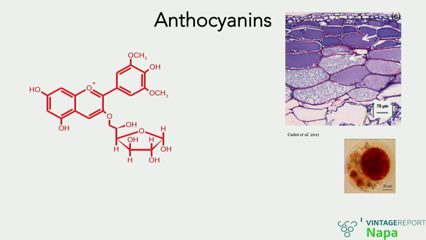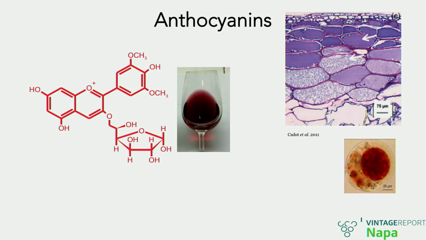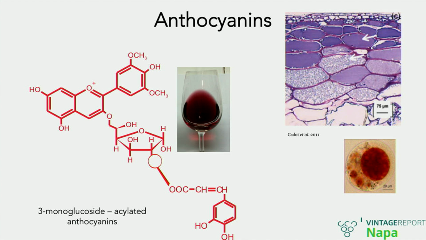Now, this malvidin-3-glucoside happens to be a very abundant anthocyanin, for instance, in Pinot Noir. And the color of a Pinot Noir looks like the color of a Pinot Noir. Now, in many vinifera varieties, position 6 of the glucose is acylated with acetic acid, p-coumaric, or caffeic acid, forming what we know as acylated anthocyanins. These acylated anthocyanins don't have the color of malvidin-3-glucoside. They have this color, more purplish, if you will.